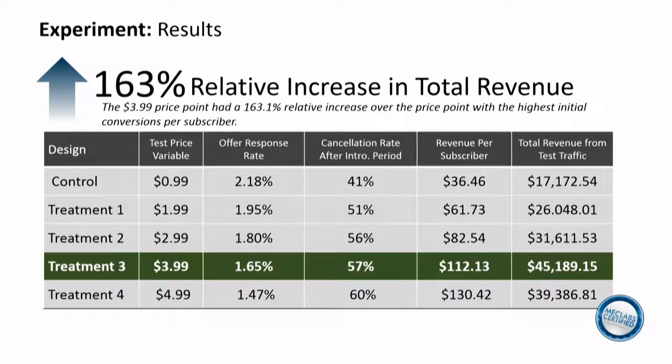$17,170.54. On the other hand, conversion dropped from 2.18 to 1.65%. Not the conversion of the overall problem, just the conversion in terms of the number of people that said, yes, I'll be a subscriber. It dropped to 1.65%. But the price point was 3.99, and the total revenue was more than double the revenue for the 99-cent price point.